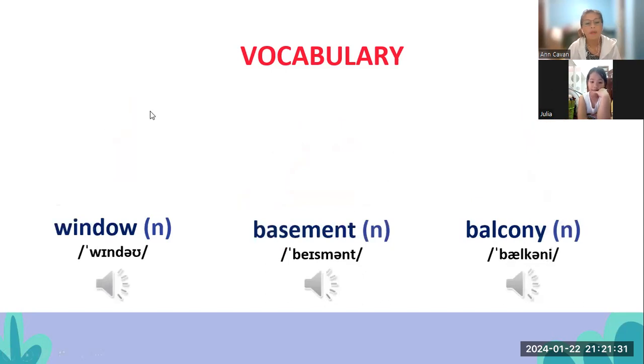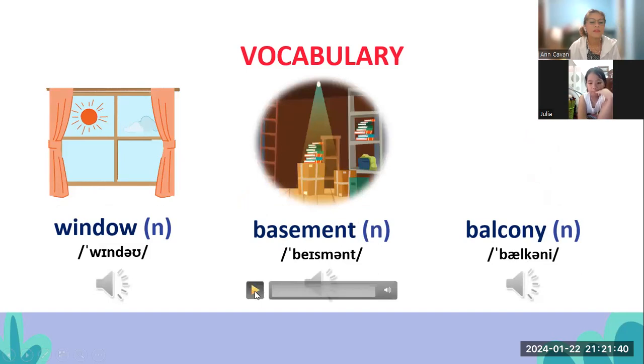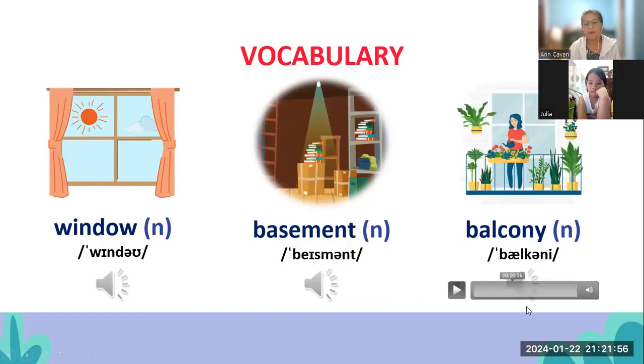We have window. Window. This one. Basement. This one, basement. We can find it in the house. Underground. Okay, next one. Balcony. Balcony. Many flowers in the balcony.